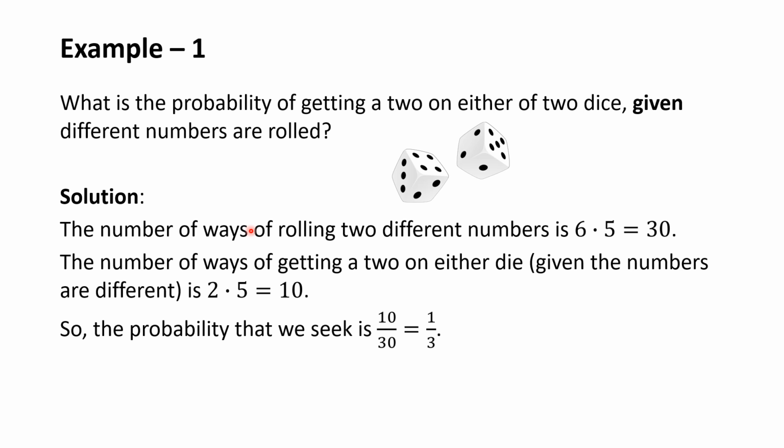The number of ways of getting a 2 on either die is: you get a 2 on this one, and then you have 5 possibilities on the other one because we were told the two numbers are not the same. Or you could get a 2 on this die and a non-2, 5 other possibilities, on this die. So it's 2 times 5, or 10. And so we just divide the 10 by the 30, and we get 1/3.